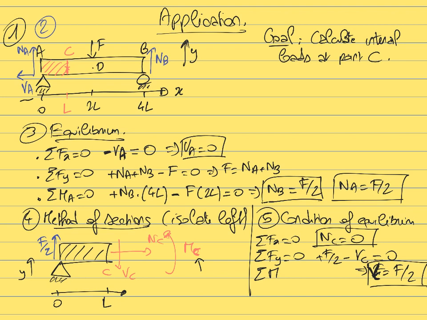In this case, since we cut the material at the point C, it's good to calculate the sum of the moment at the point C at which we are cutting the system. So we write that the sum of the moment about the point C is equal to 0. So what do we have?